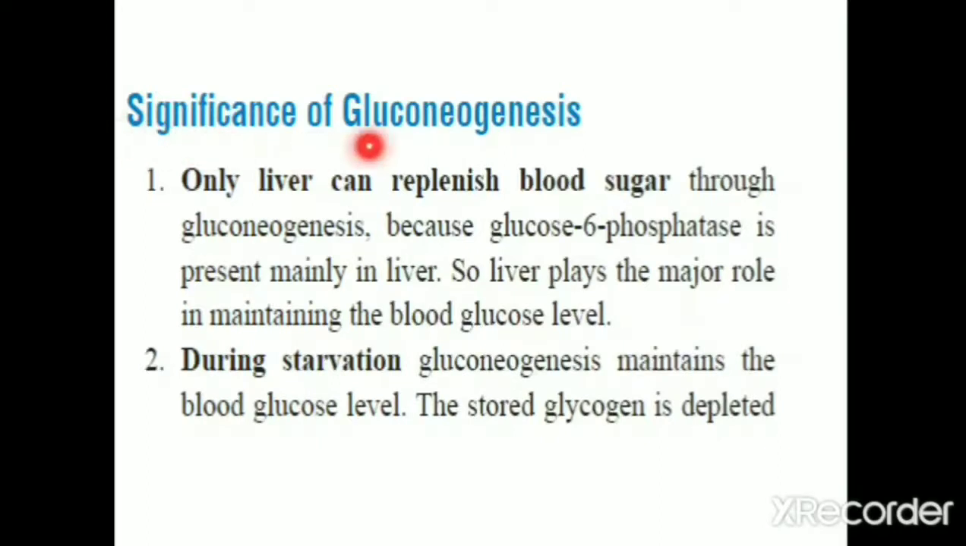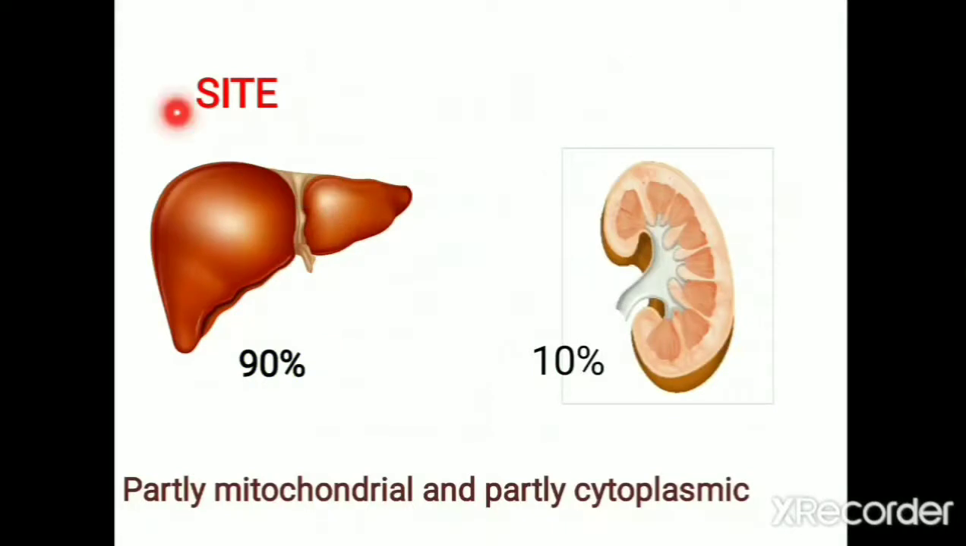That is the significance of gluconeogenesis. Now write the next subheading: what are the tissues which perform gluconeogenesis, and what are the organelles? The major tissue is the liver, and another tissue is the renal cortex. Coming to the organelles, this reaction takes place in both mitochondria and cytoplasm.